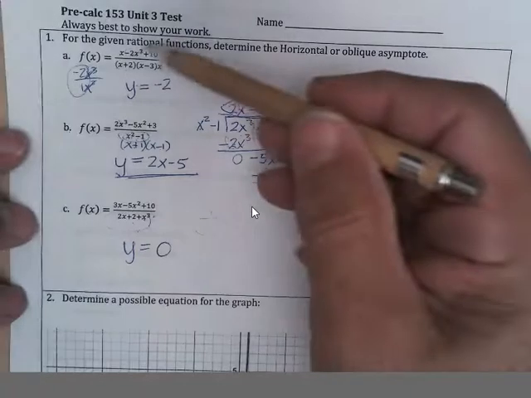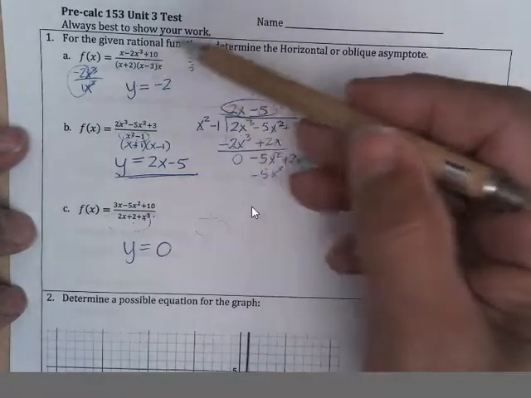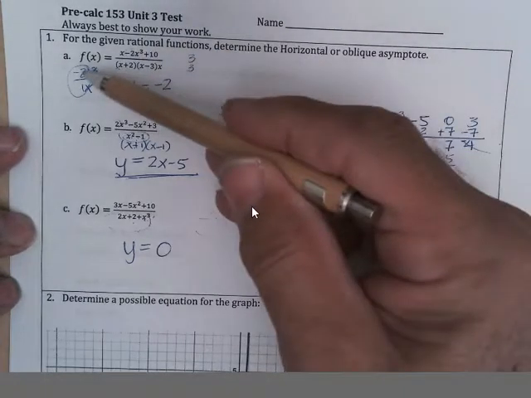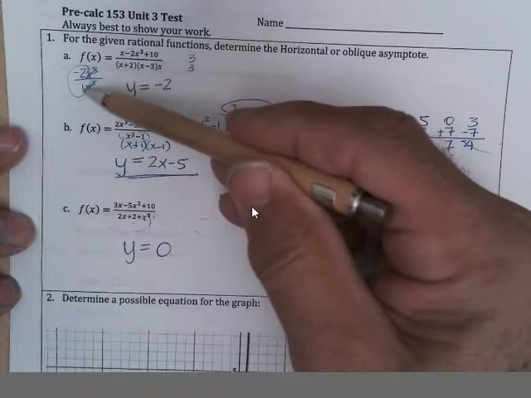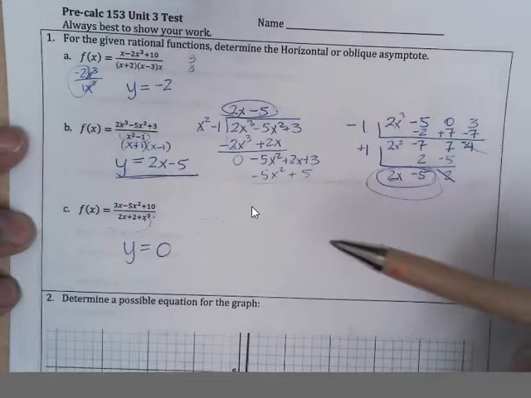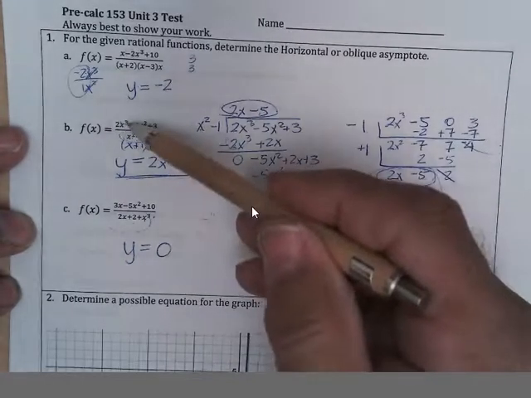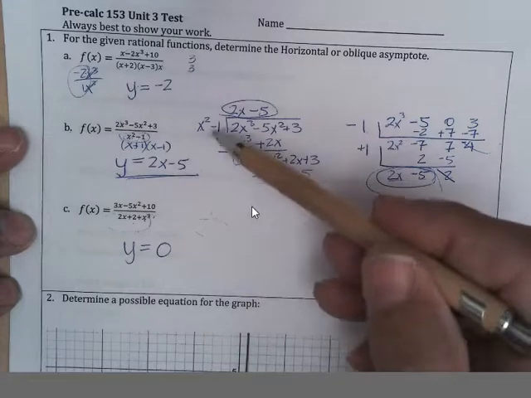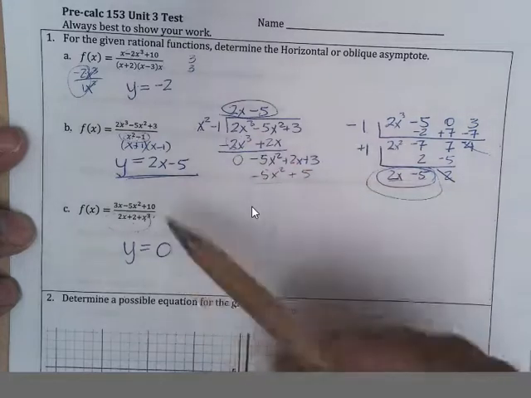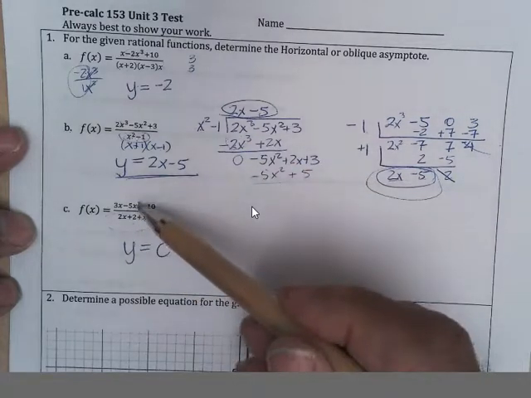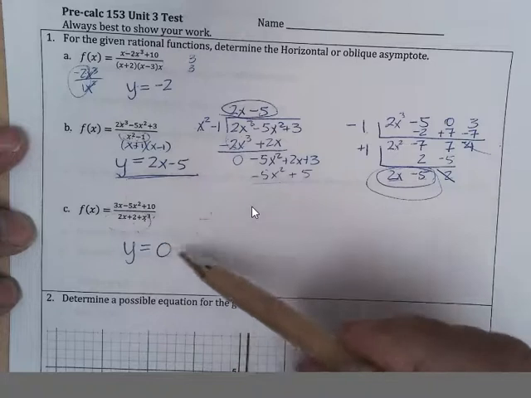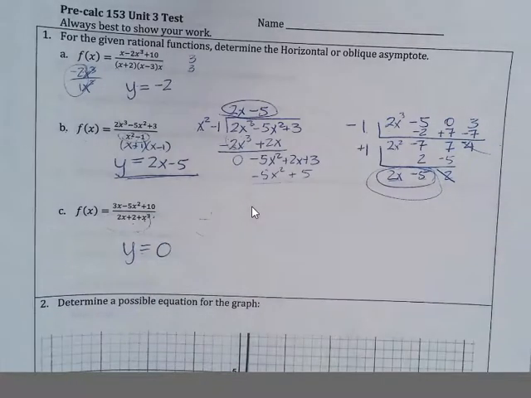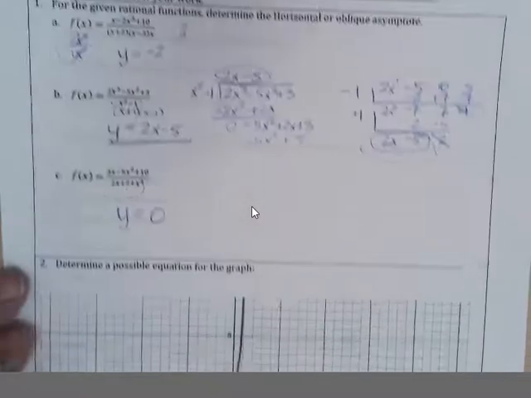Once again, if degrees are the same, it's the ratio of the leading coefficients, the numbers in front of the highest exponents. If the degree of the numerator is greater than the denominator, do long division. If the degree of the denominator is greater than the numerator, then it's just 0. And they're equations of lines, and so you need to write equations.